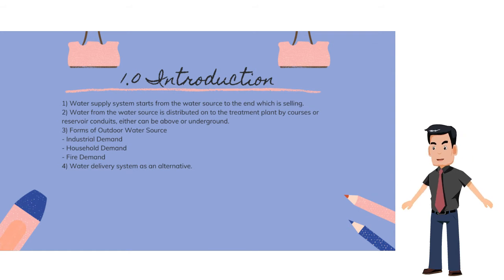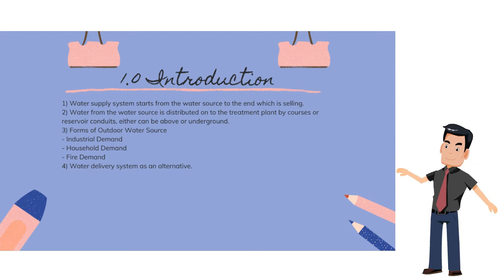Okay, second is household demand. Household demand is us users. We need to use water in our daily life, such as for taking a bath, for hygiene, carrying out our daily chores, gardening, washing the car, and washing the house.